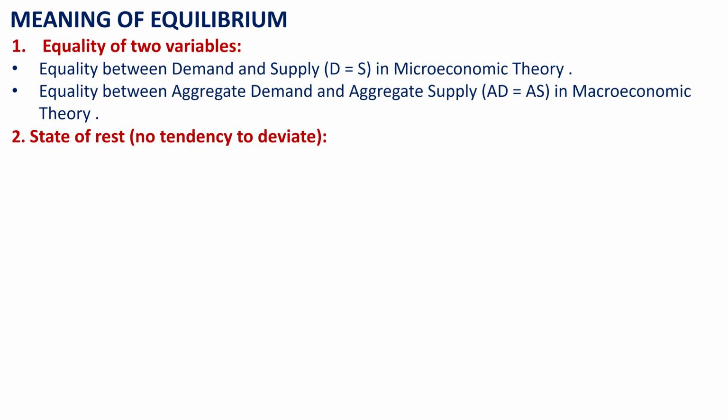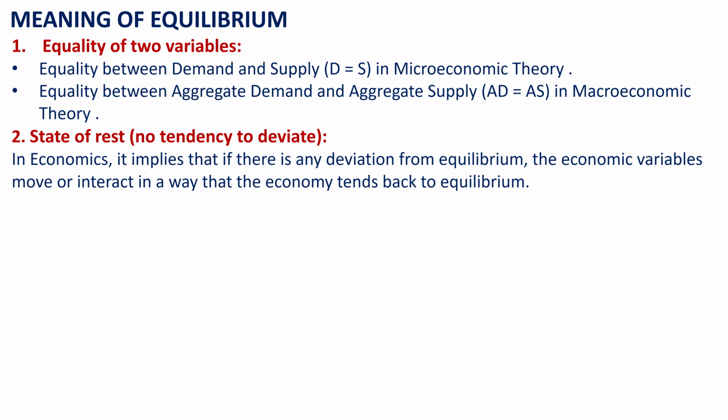In the second, we talk of equilibrium as a state of rest, that is, a point from where there is no tendency to deviate. In economics, it implies that if there is any deviation from equilibrium, the economic variables will move or interact in such a way that the economy tends back to equilibrium.